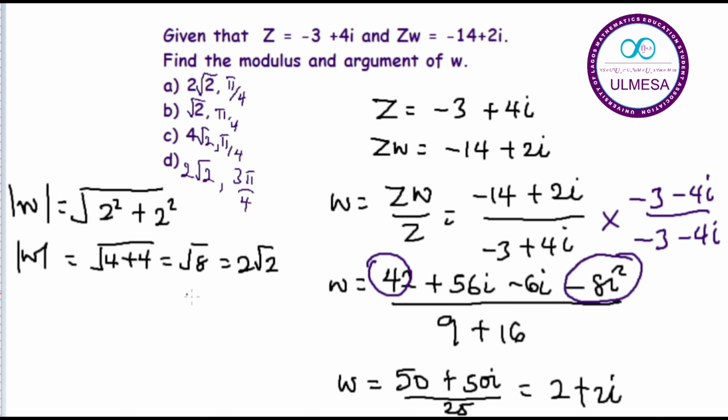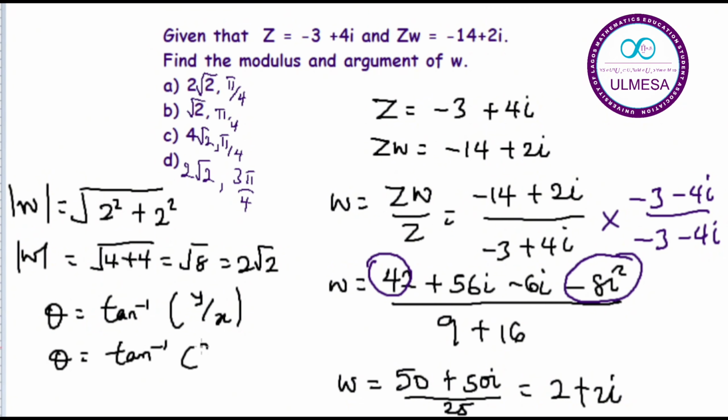So let's see. I want to get the argument. What's the argument? That is theta equals arctan of the imaginary part over the real part. So theta is equal to arctan of 2 over 2, which is 1. And arctan of 1 is 45 degrees. And how do we write 45, students? That is dividing 180 by 4. That's pi over 4. So our answer will be option A.